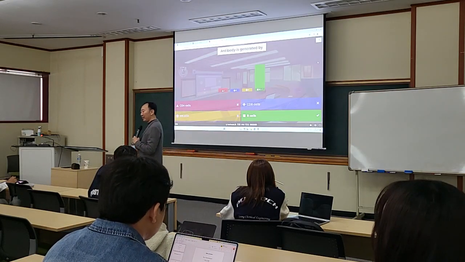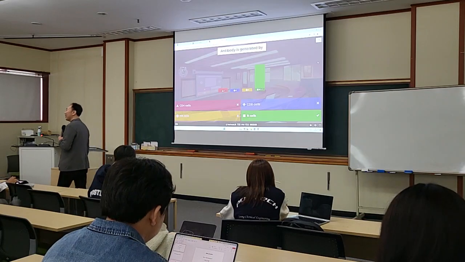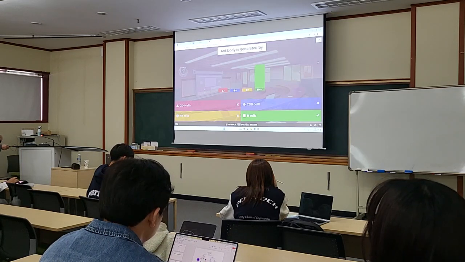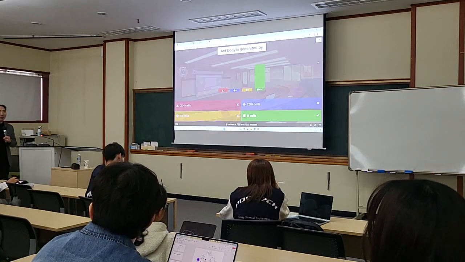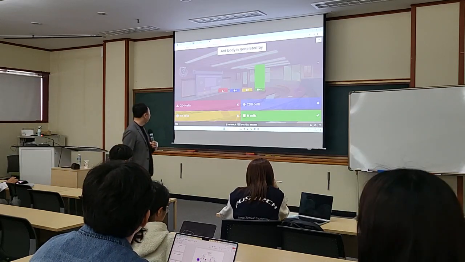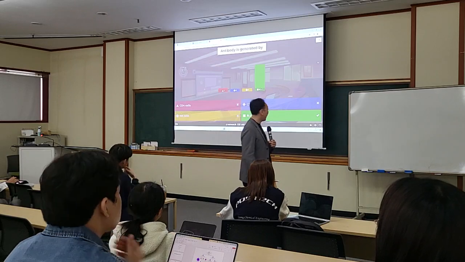Antibody is made by B cells, and helper cell, killer cell, helper cells, they help to make more antibody maybe, but production itself of antibody is done by B cell. NK does not make anything.